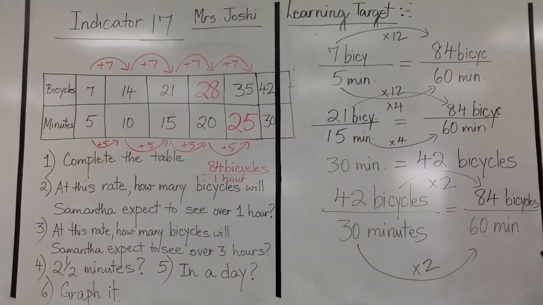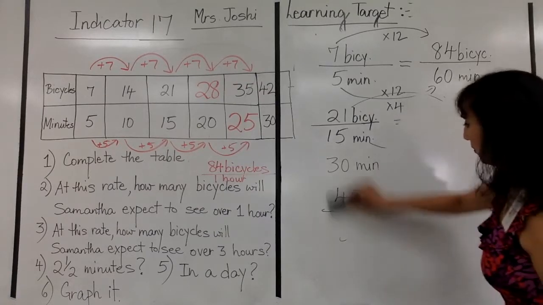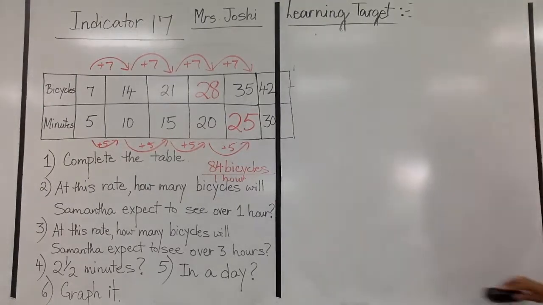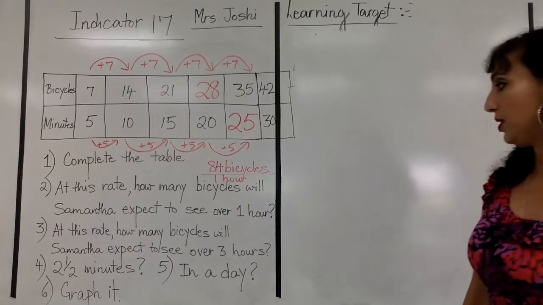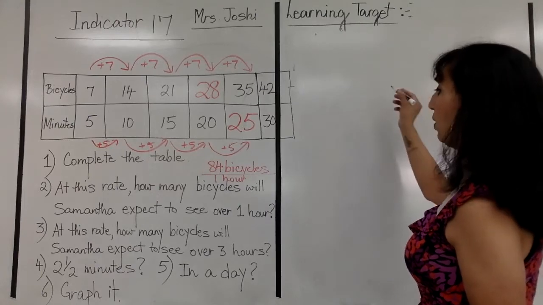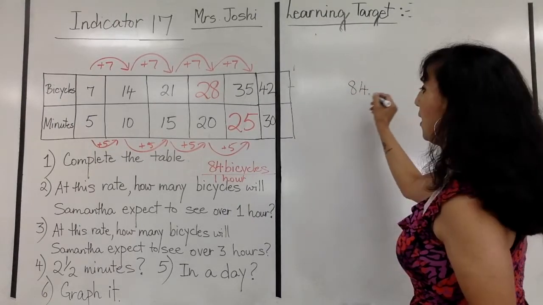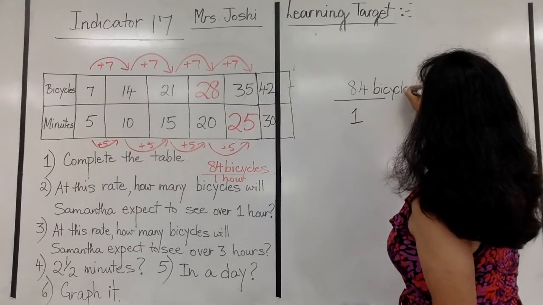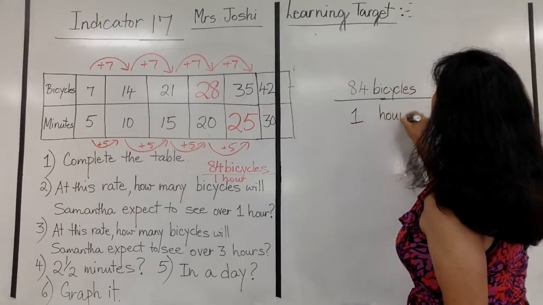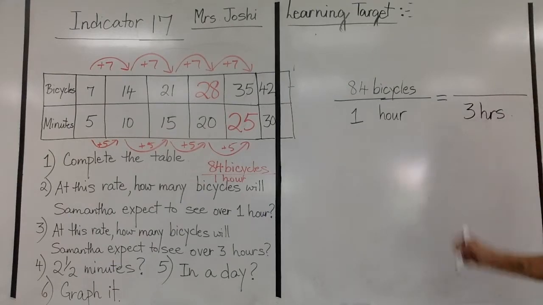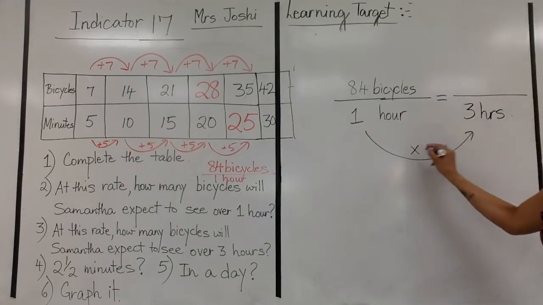Well, we've got what's in 1 hour. Okay, so I'm going to erase this. We've got what Samantha is seeing in 1 hour. So in 3 hours, in 1 hour, it was 84 over 1. So 84 bicycles over 1 hour. So over 3 hours, all you're doing is you are multiplying with 3.